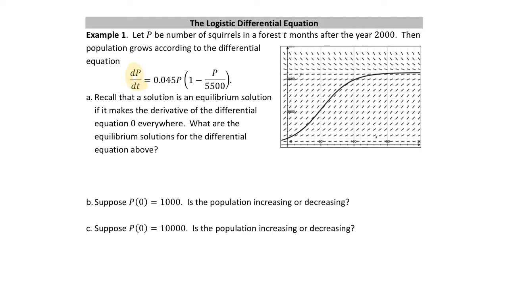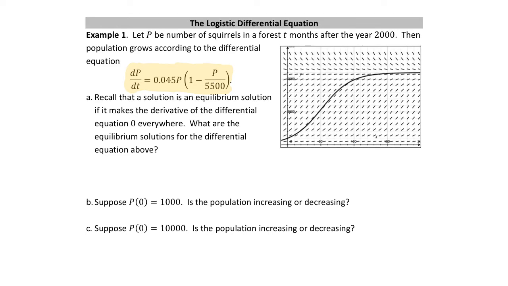So the rate at which the number of squirrels is changing is 0.045 multiplied by P. If you just stop there, that would be an exponential growth problem, wouldn't it? Because the rate at which the squirrel population is changing is proportional to the population. But we're going to add on an extra little factor which keeps things in check, which is 1 minus the population divided by 5,500.